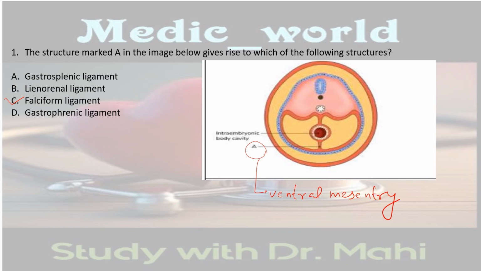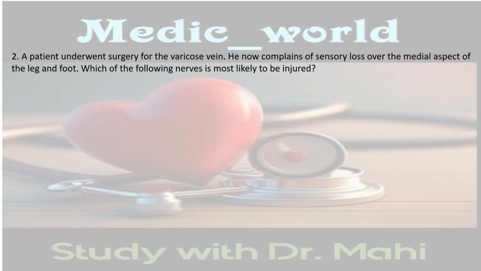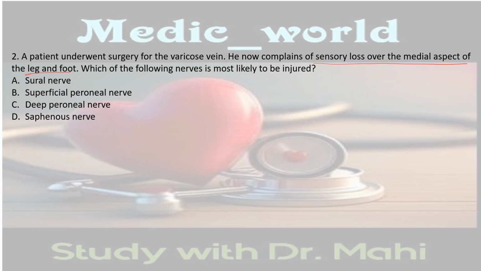Now, the next question. A patient underwent surgery for varicose vein. He now complains of sensory loss over the medial aspect of the leg and foot. Which of the following nerves is most likely to be injured? As per the given clinical scenario, there is sensory loss over the medial aspect of the leg and foot. This points to the diagnosis of injury to the saphenous nerve. So the answer to this question is option D, that is saphenous nerve.